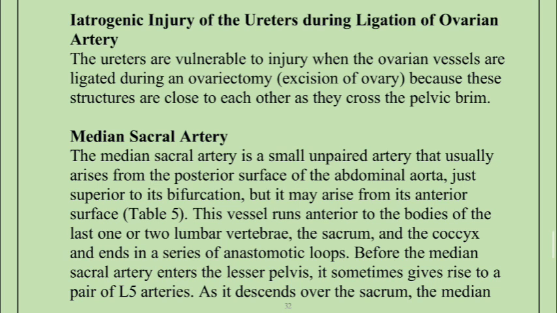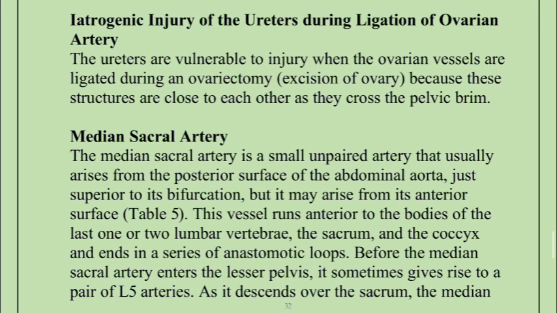In such a situation, the ureters are vulnerable to injury because they are nearby and close to the ovary. As the ovarian artery crosses the pelvic brim, it's close to the ureter. So when you are doing an ovarectomy and ligating the ovarian artery, for example, the ureter, which is quite close, could be damaged. You really need to be mindful of the ureter so that you don't damage it and create more problems for the patient.